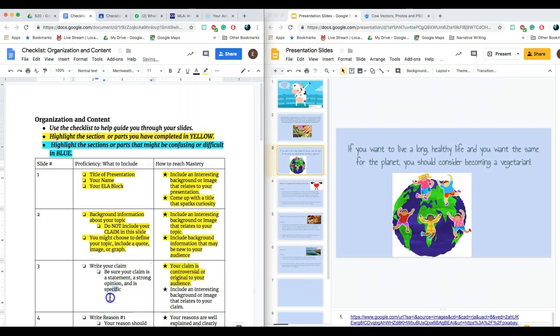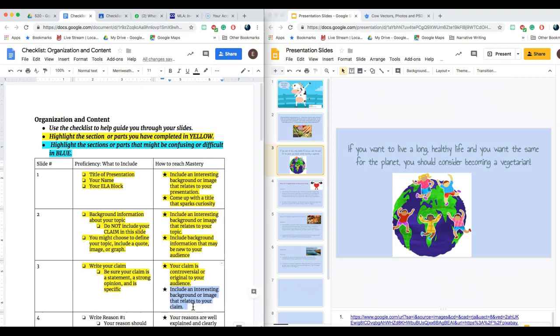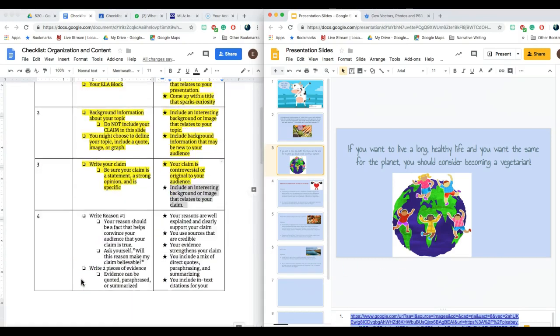And my background or image relates to my claim. I don't know that it's all that great right now, but I'm going to say that it's done. I'm going to leave this blank, because maybe I want to go back and change that image later. But for now, I did put my reference at the bottom in my notes. Okay, let's go on to slides 4, 5, and 6.